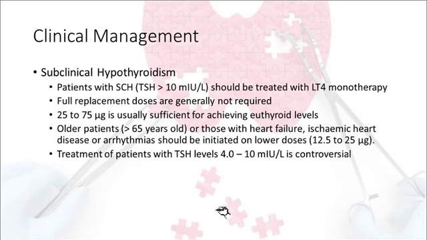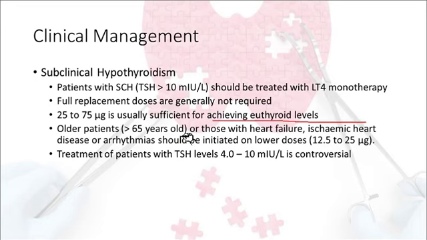In terms of subclinical hypothyroidism, like I told you, the treatment cutoff point is where the TSH level is greater than 10 micro international units per liter. That is because there is the highest risk of coronary heart disease and death from coronary heart disease in these patients, and therefore it should be treated with levothyroxine monotherapy. Full replacement doses are generally not required. Anywhere between 25 to 75 micrograms is sufficient to achieve a euthyroid state.